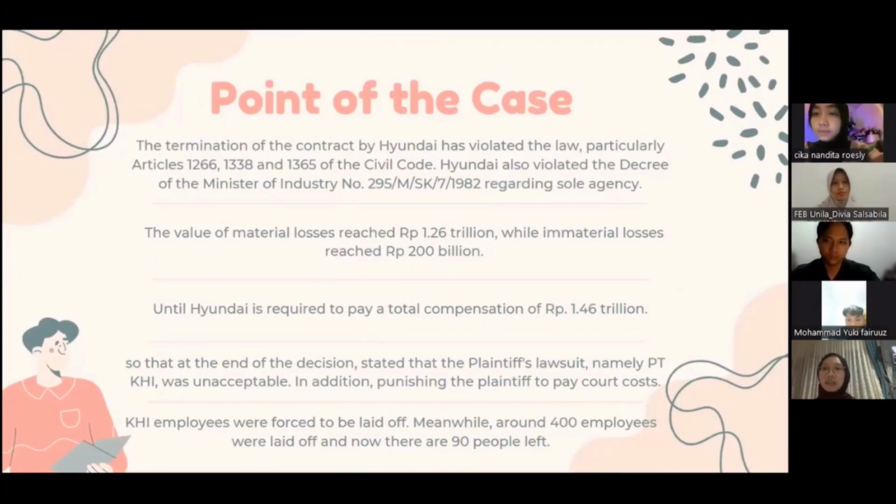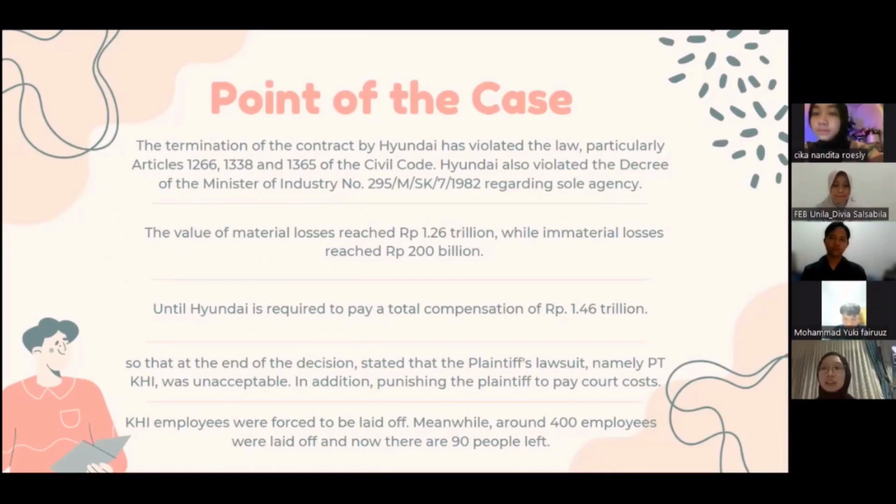And then the termination of the contract by Hyundai was evaluated under the law, particularly articles 1266, 1338, and 1365 of the Civil Code.